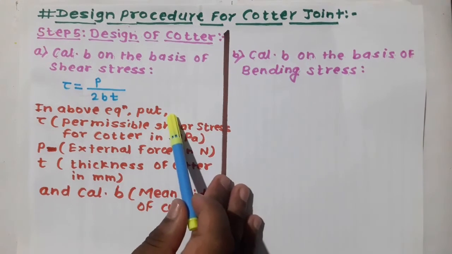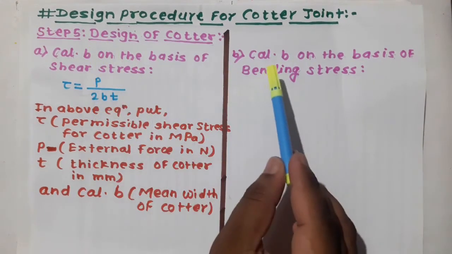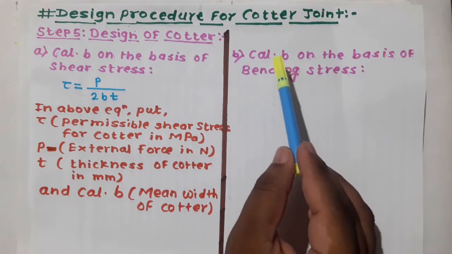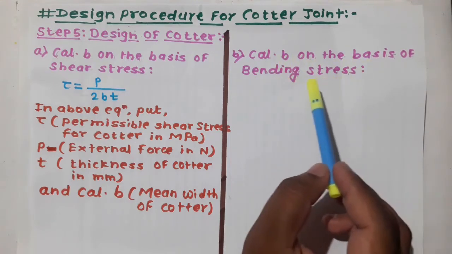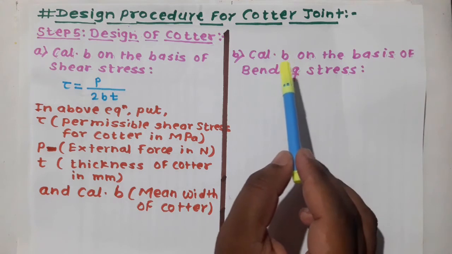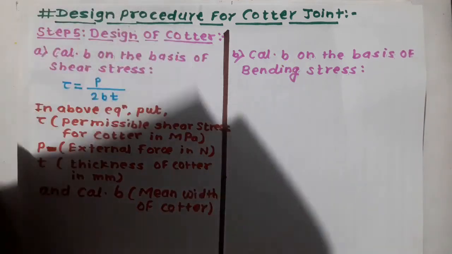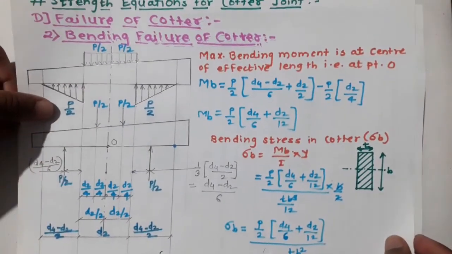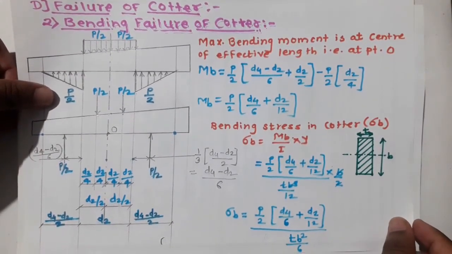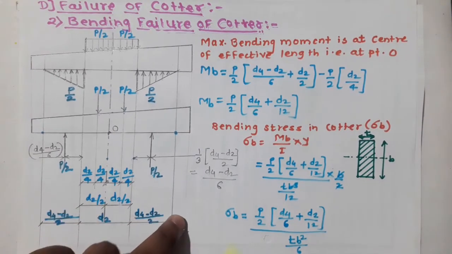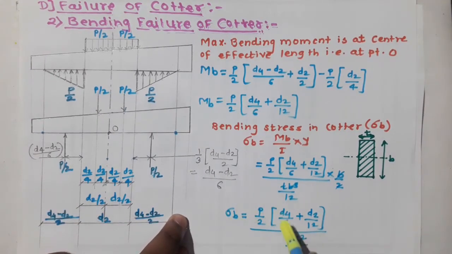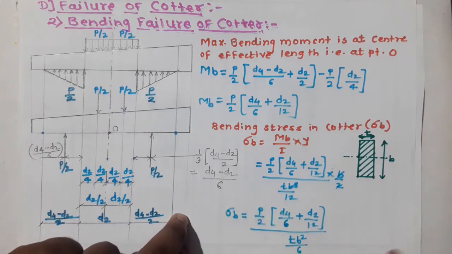Now the second point in step number 5 is to calculate the mean width of quarter, small b, on the basis of bending stress. In order to get this small b on the basis of bending stress, again we have to refer to the strength equation for quarter. This is the article we discussed in the previous video lecture, where we developed the bending stress equation for quarter. We have to use this bending stress equation so that we can calculate small b from it. So let us use this equation.